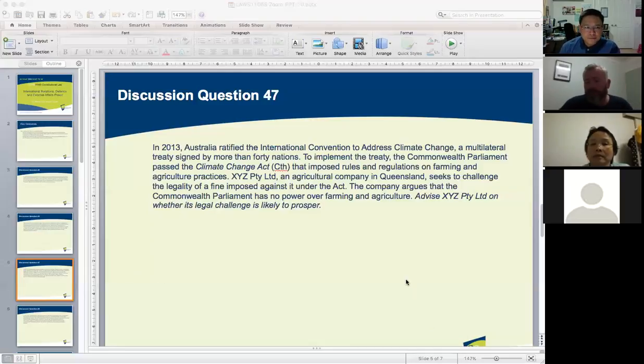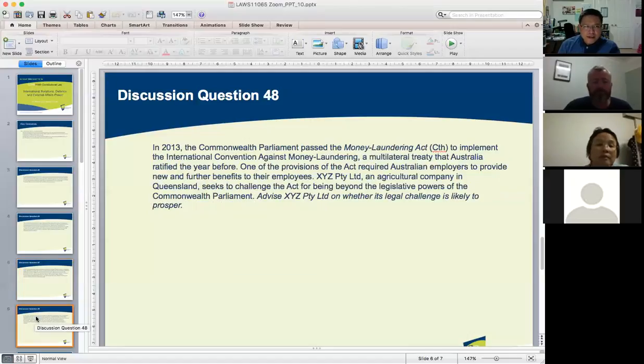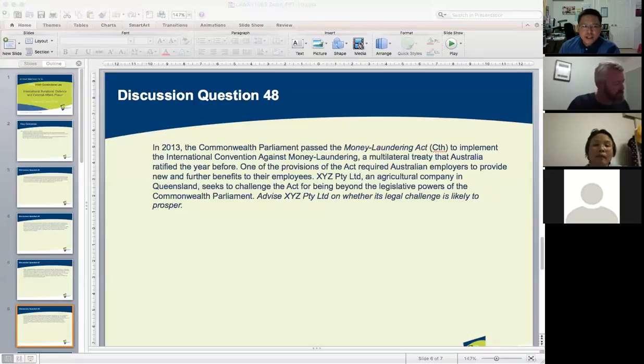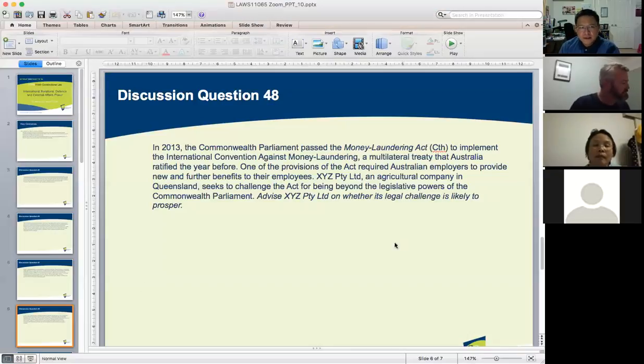Okay, final question. In 2013, the Commonwealth Parliament passed the Money Laundering Act (Commonwealth) to implement the International Convention Against Money Laundering, a multilateral treaty that Australia ratified the year before. One of the provisions of the Act required Australian employers to provide new and further benefits to their employees. XYZ Proprietary Limited, an agricultural company in Queensland, seeks to challenge the Act for being beyond the legislative powers of the Commonwealth Parliament. Advise XYZ Proprietary Limited on whether its legal challenge is likely to fail or prosper.